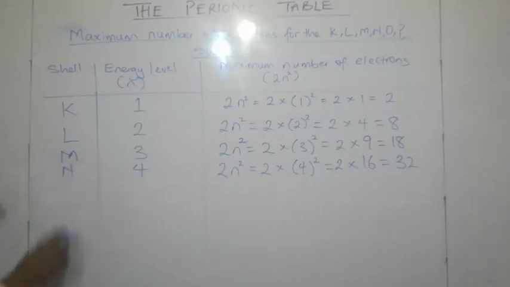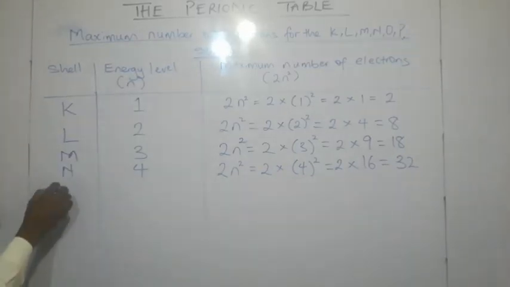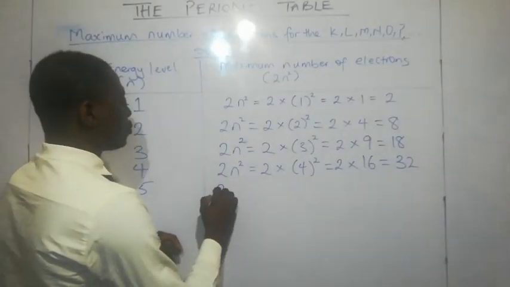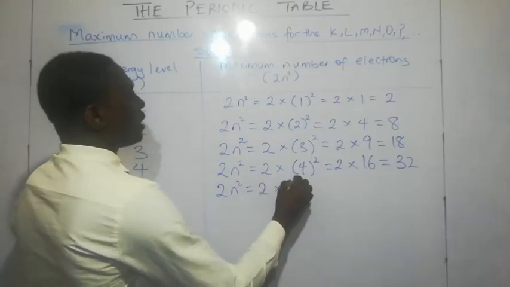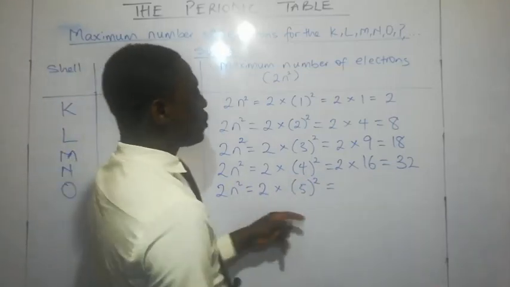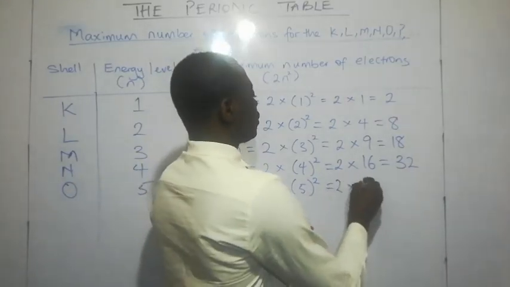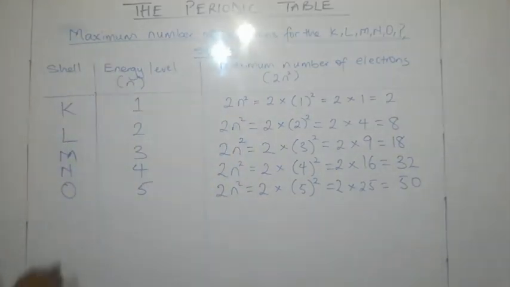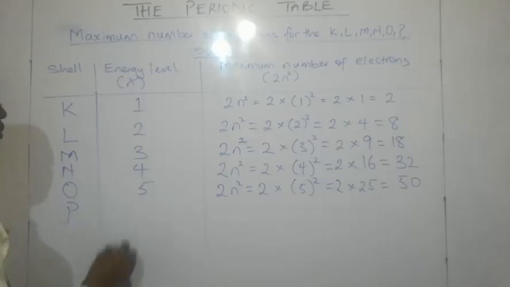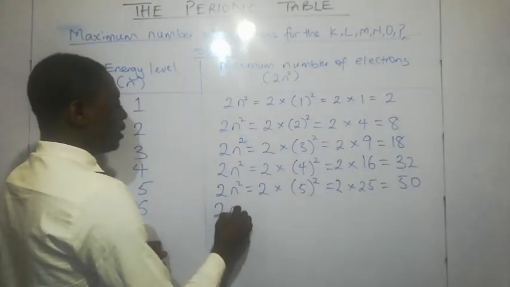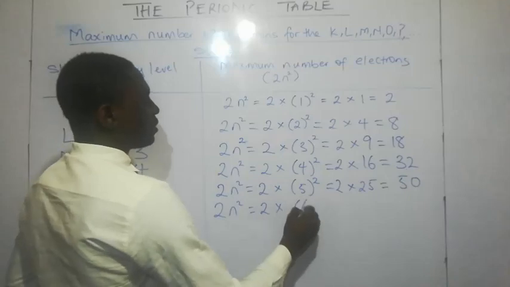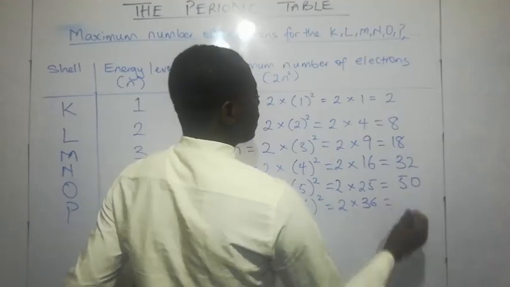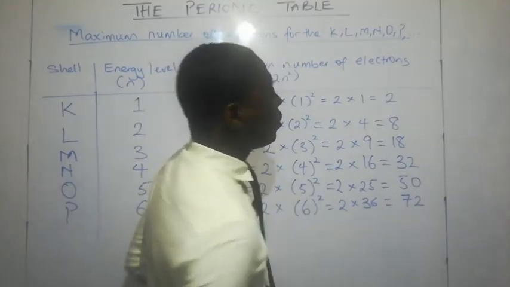Then moving to the O shell, the same principle, that's 5. Following the formula 2n squared, that's 2 times 5 raised to power 2. 5 raised to power 2 is 25, so I have 2 times 25, and that gives me 50. I can keep going on and on like that. It's still the same principle. P, which is 6, is 2 times 6 raised to power 2. What's 6 raised to power 2? That's 36. 2 times 36 gives us 72. So it goes on and on.